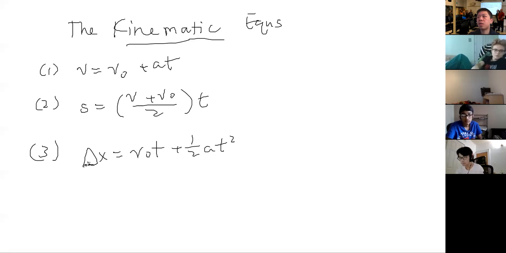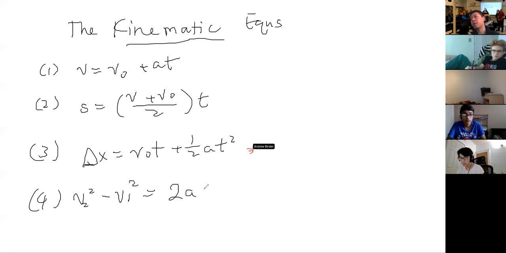Okay. And then the fourth is v2 squared minus v1 squared is equal to 2 times the acceleration times the distance traveled. All right, any questions so far?